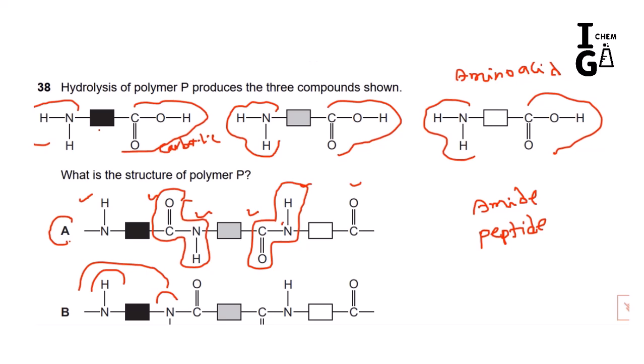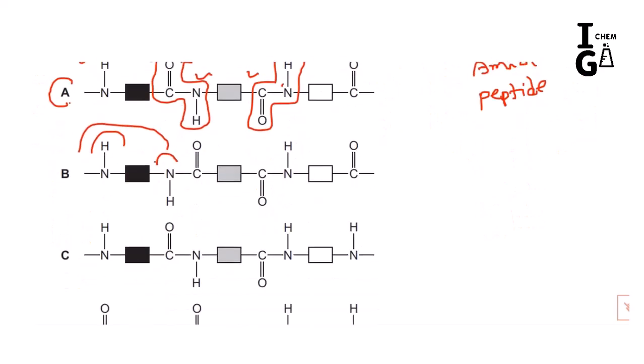So each one should have one terminal amine group and one terminal carboxylic group. But here, the first part of the compound has two amines, which means this compound is a diamine. The one in the center contains two carboxylic groups, so this is a dicarboxylic acid. So this is not correct.